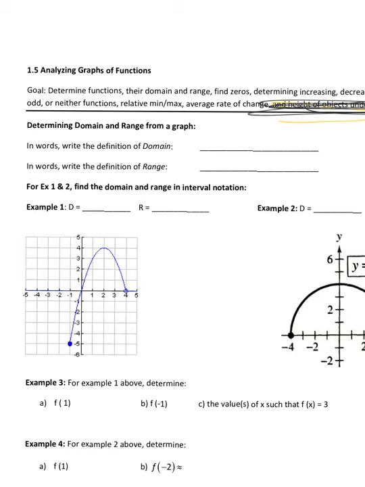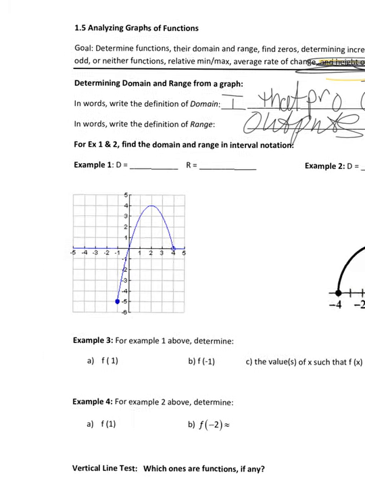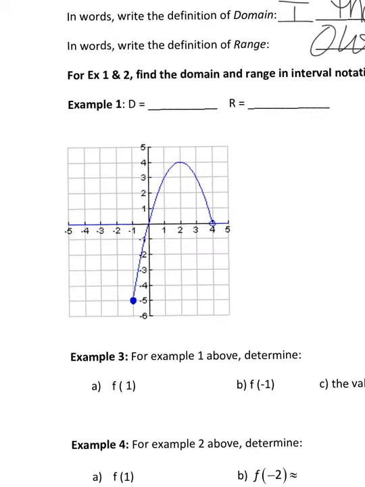Just a quick recap, very important. The definition of domain in words is inputs that produce outputs. And then range are simply our outputs. That's going to be super important as we go through these problems graphically to determine domain.